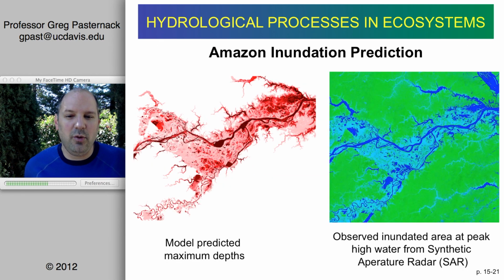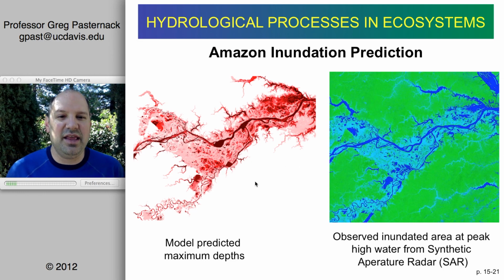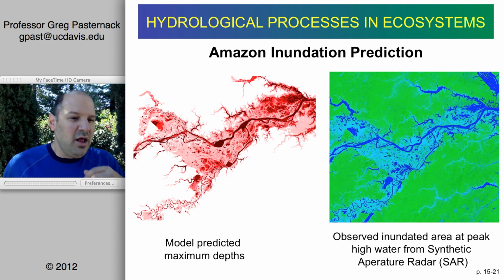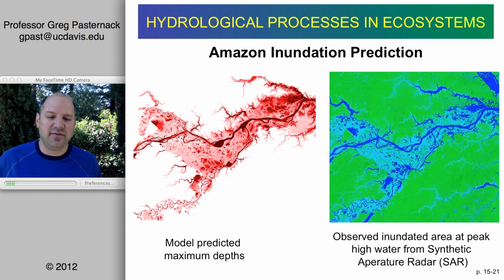This is another example where someone made a model to predict the maximum depths on the floodplain in the Amazon River for a section of that river. And then it's actually possible to use remote sensing, something called synthetic aperture radar, and actually map the water depth. And then this is a comparison of what the model is predicting versus what was mapped by remote sensing, and you can see the difference between the two.